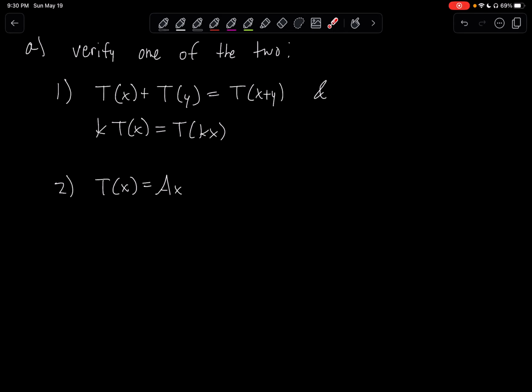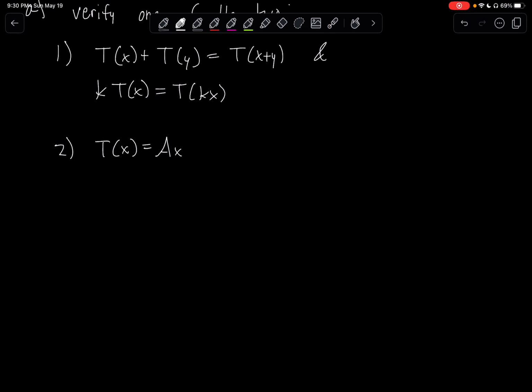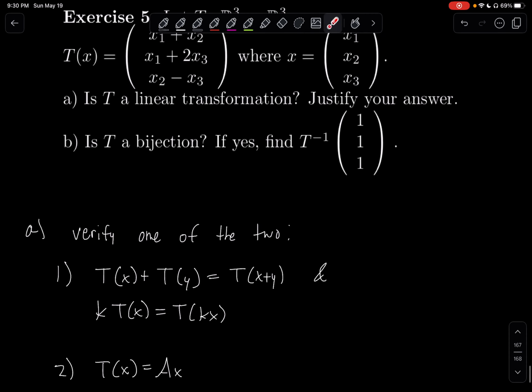We're actually going to go with both, just to get you guys more experience with this kind of stuff. So we're going to do one, and then we're going to do two, and then we're going to go on to B. That's assuming that this is in fact linear, but I'm pretty sure it is, if they're even going to ask B.